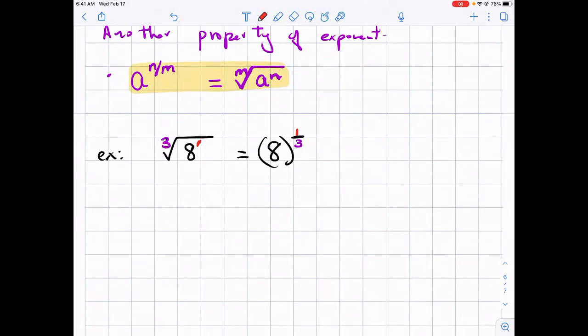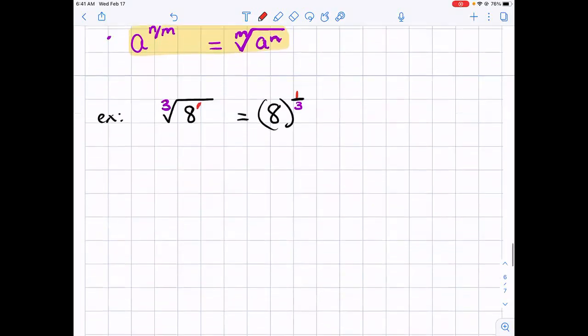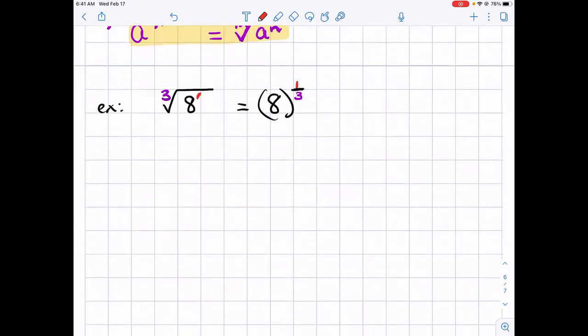So generally, roots can be written as some rational exponent. The root can be written as a rational exponent. Now that we've seen this, we can work out examples of roots or rational exponents.